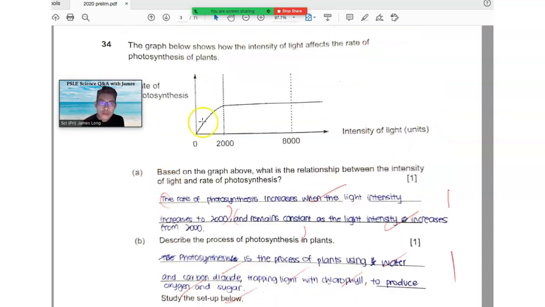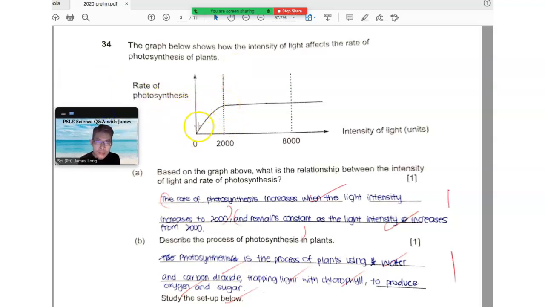Now, question 34 talks about how you read the graph. Those who can read it well, very good. Because you notice there are 2 parts. First part here shows increasing rate of photosynthesis. With the increasing amount of light intensity, the rate of photosynthesis increases. But that's only true for 0 to 2000 units of light. After 2000 units of light, between 2000 and 8000, it shows a flat line here, which means the rate of photosynthesis remains unchanged. It means constant.